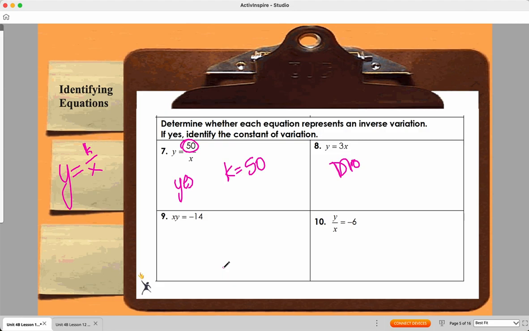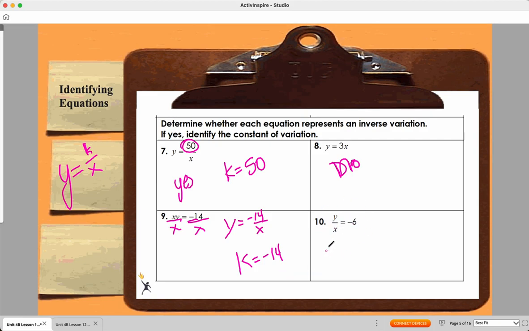What if it's not solved for y equals? Then the first step is to solve for y equals. So like on number 9, how do I get y by itself? I divide both sides by x. So I get y equals negative 14 over x, and this is direct variation, and so k is going to be negative 14.